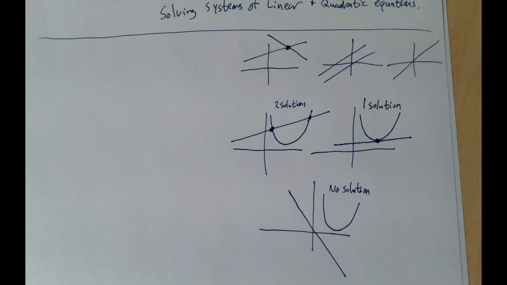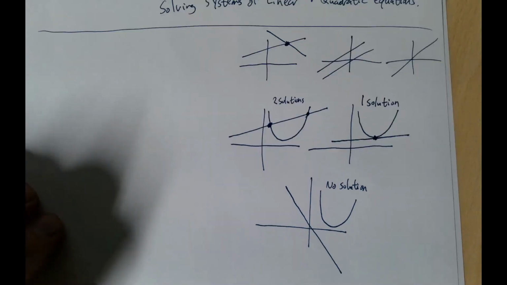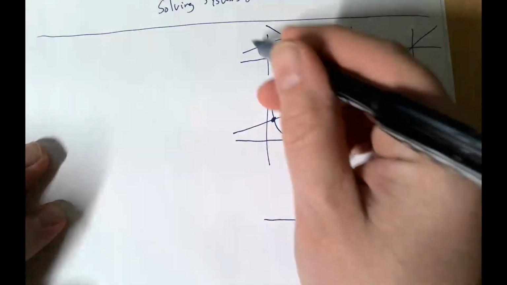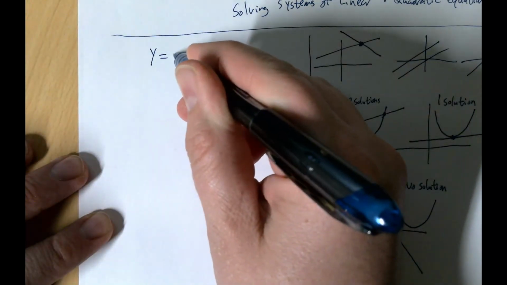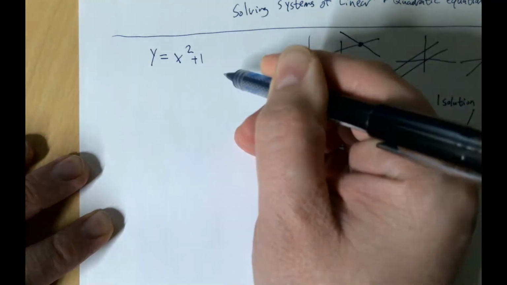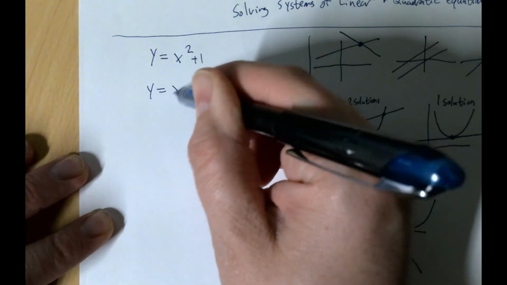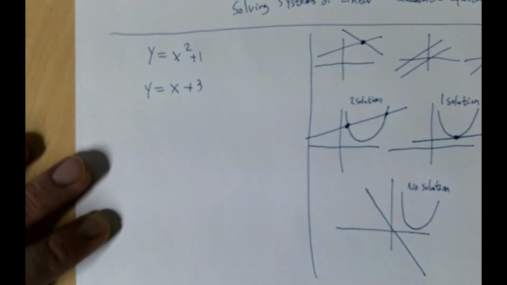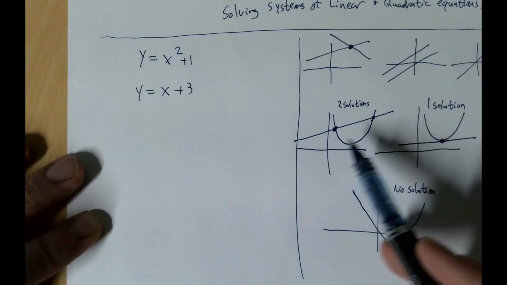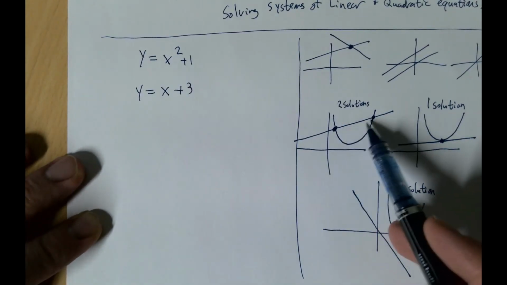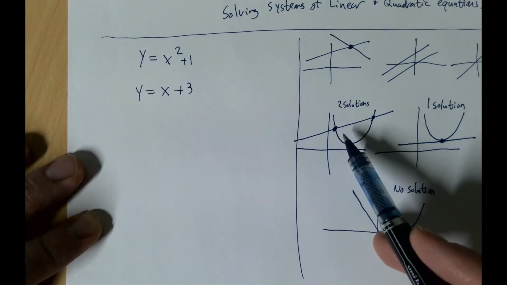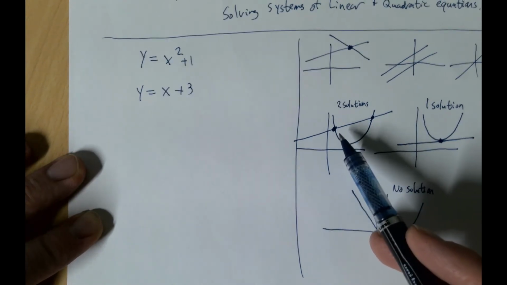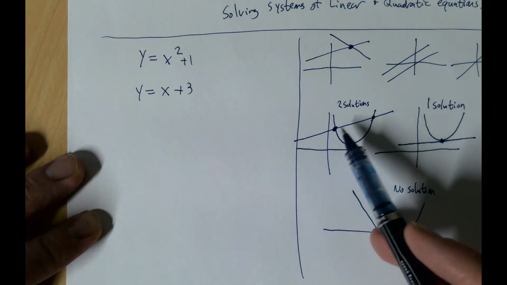So let us take a look. We've got two equations over here. y equals x squared plus 1, and y equals x plus 3. And our goal is we're trying to figure out when these lines and the parabola intersect each other. When do they cross paths? So we really just want to know when are they equal to each other.